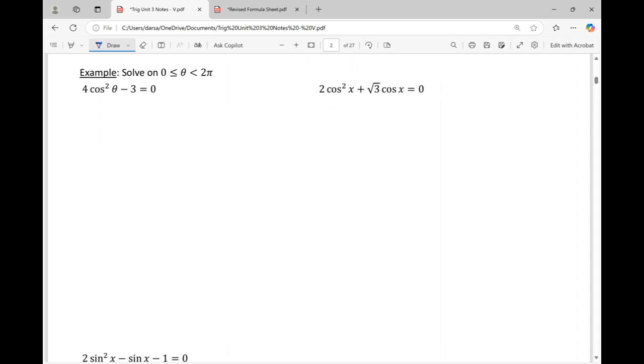Now, I find that it's difficult to factor if we're looking at the word cosine. So I like to turn cosine into the letter c. So we're going to have 2c squared plus square root of 3 c is equal to 0. And when I change that cosine into a c, I find that a lot of my students have a much easier time factoring this.